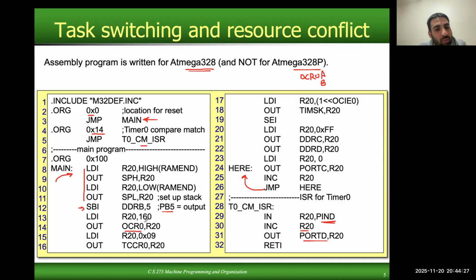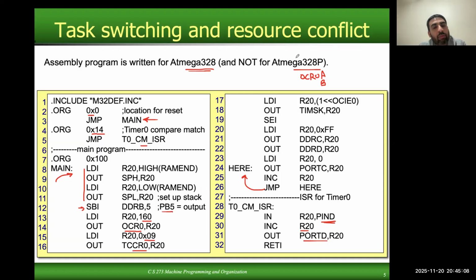So we are putting the value in the compare register. What is that value? We have 160. We load 160 into R20 and then send R20 to the output compare register 0, right? And then we configure the control register of the timer 0 by putting the value of 9 in R20 and then sending that R20 to the control register. So here we are basically saying that okay, use the timer in the CTC mode and use the internal clock without any prescaler.